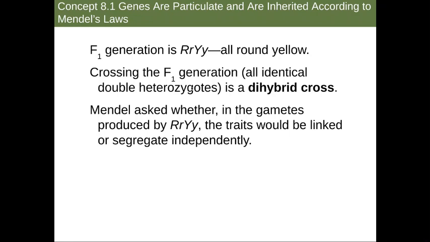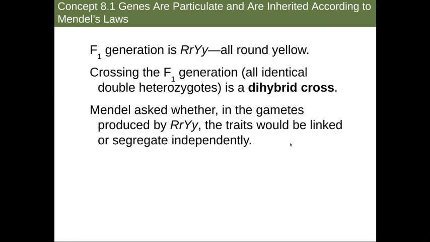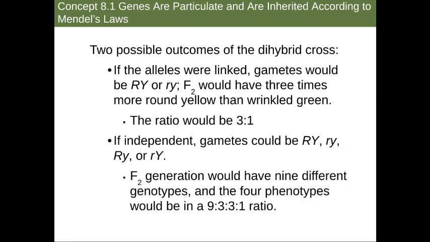So he took these, crossed them all, and this is called a dihybrid cross. And Mendel asked whether in the gametes produced by Rr Yy, the traits would be linked or segregate independently, essentially saying, are the dominant traits going to be linked? Are the recessive traits going to be linked? Is it going to be one dominant and one recessive together every time? That's what he was trying to determine here.